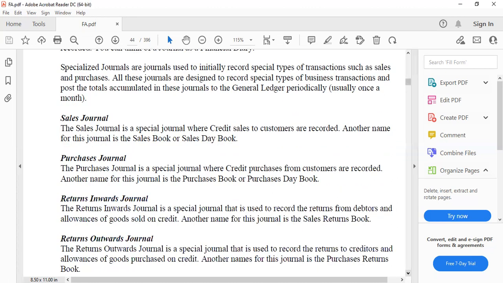The second one is the purchases journal. The purchases journal is a special journal where credit purchases from suppliers are recorded. Another name for this journal is purchases book or purchases day book. The three terms mean the same. Here, you purchase goods on credit. These are liabilities, called accounts payable. Credit purchases bring in creditors. Therefore, you record these credit purchases in the purchases journal.